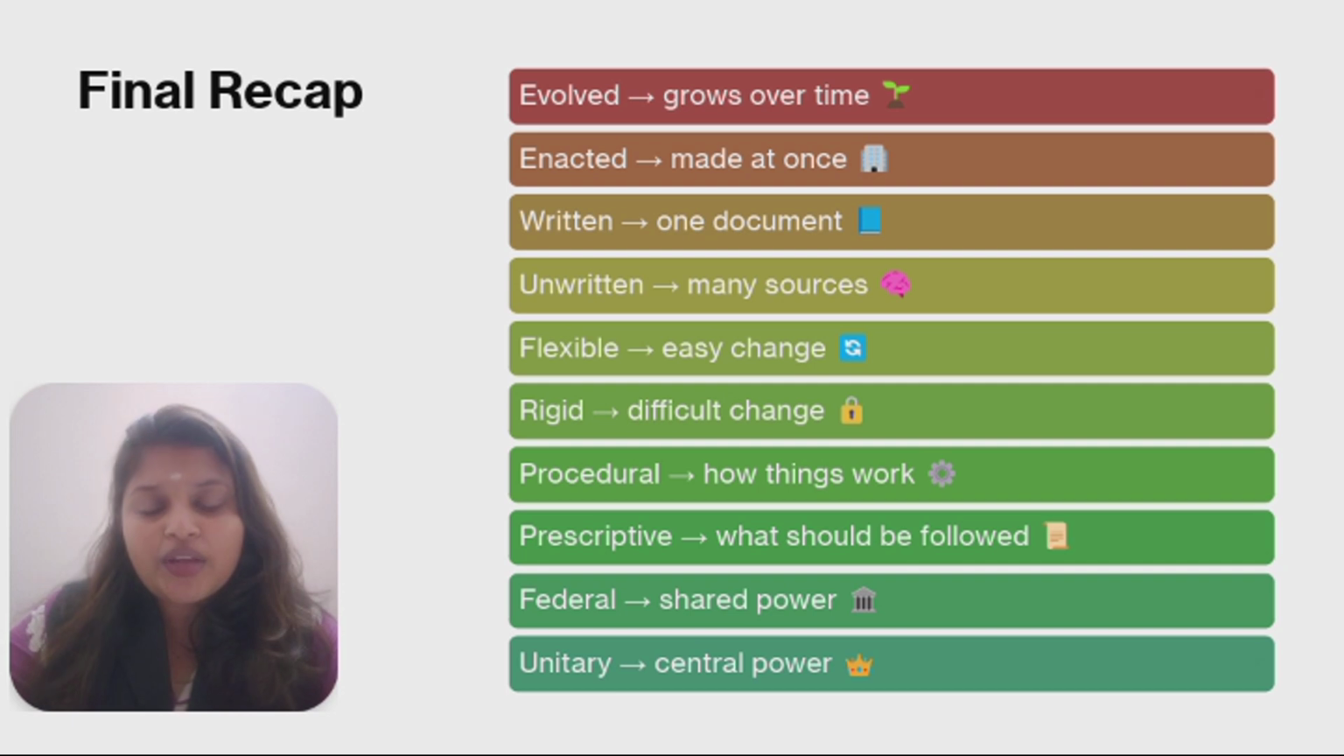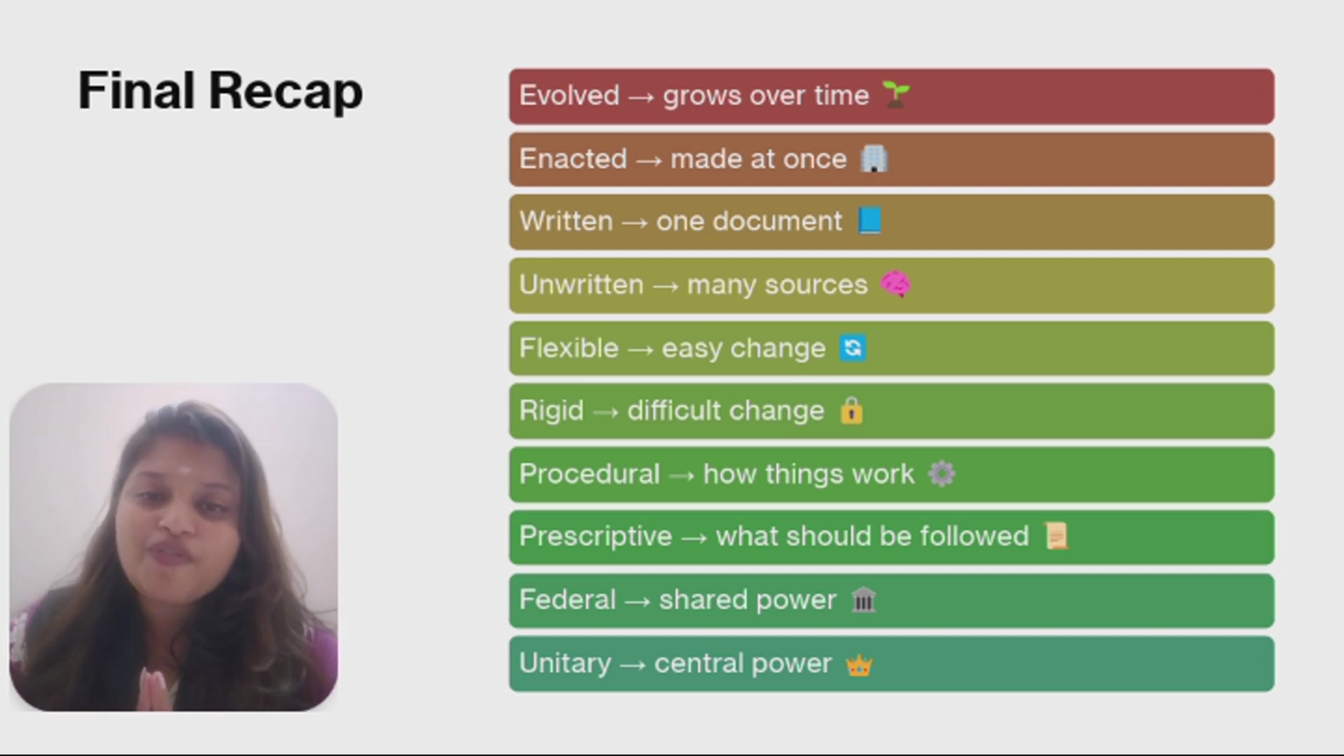So in this video, we'll be discussing the types of constitution. Going on with the types of constitution, there are 10 major types of constitution, where constitution is categorized into 10 major types based on its nature.